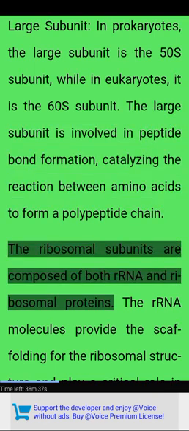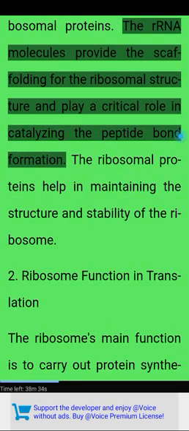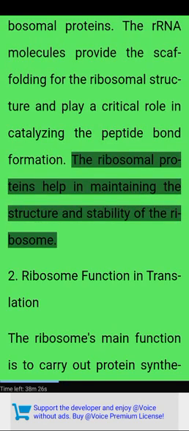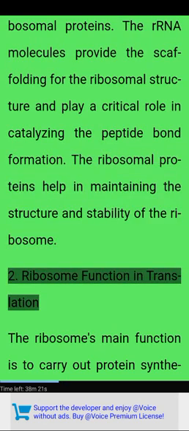The ribosomal subunits are composed of both rRNA and ribosomal proteins. The rRNA molecules provide the scaffolding for the ribosomal structure and play a critical role in catalyzing the peptide bond formation. The ribosomal proteins help in maintaining the structure and stability of the ribosome. 2. Ribosome function in translation.